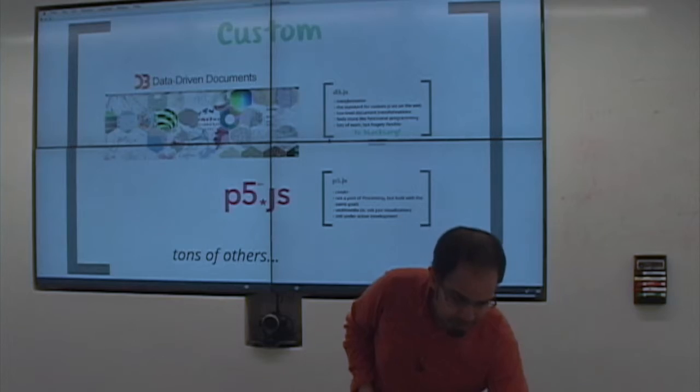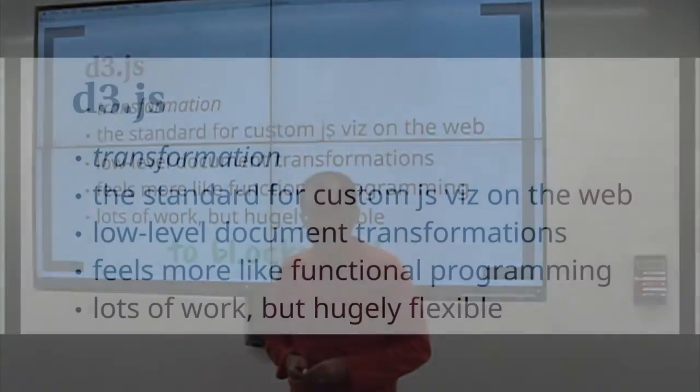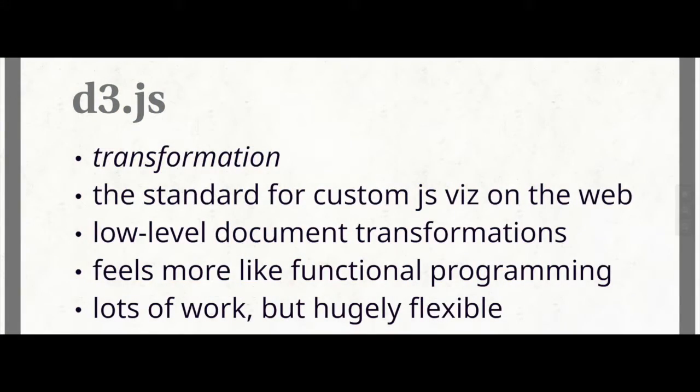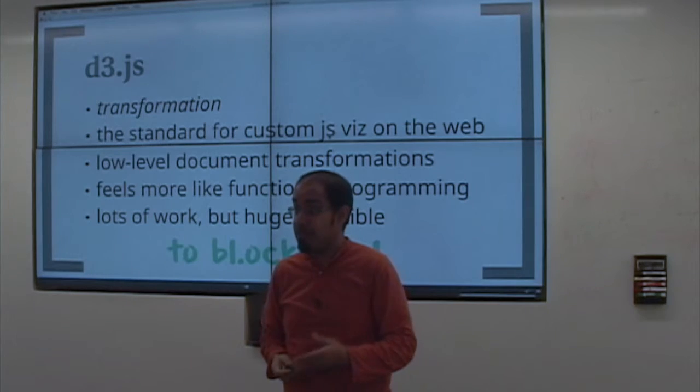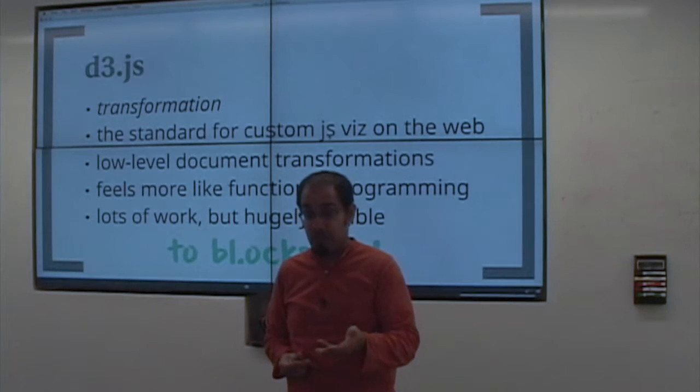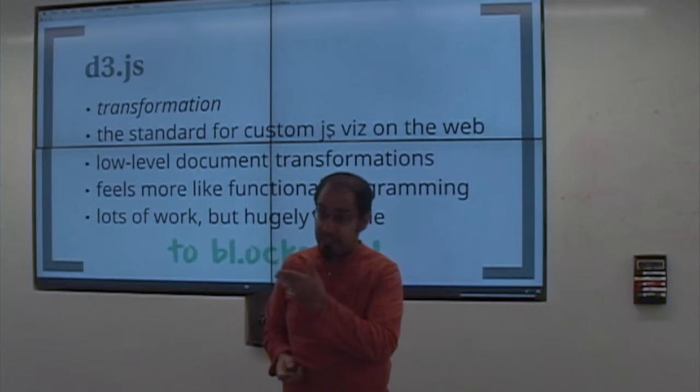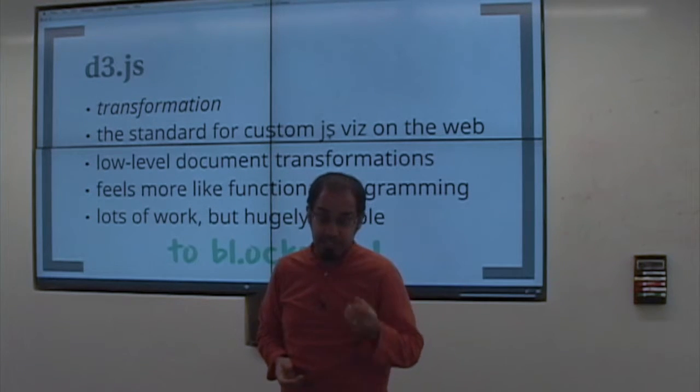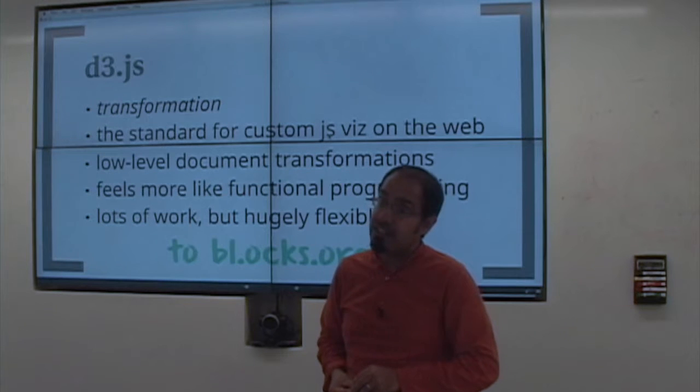So let's talk about D3 first. This is the transformation example for my categories. It's become the standard for custom visualization on the web. There's a bunch of other libraries, but this is the standard. So if you want to be doing custom visualization with JavaScript, this is the library to be using. Like I said, it's super low level.